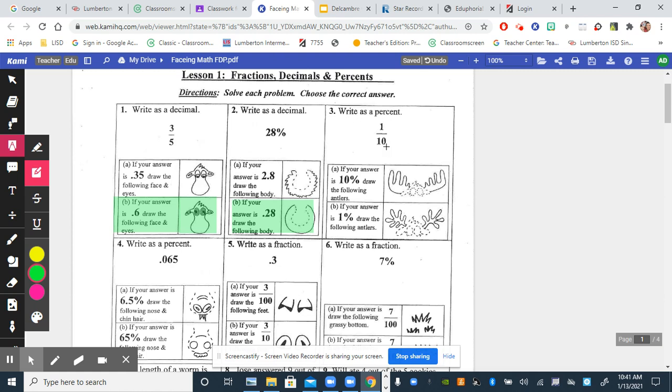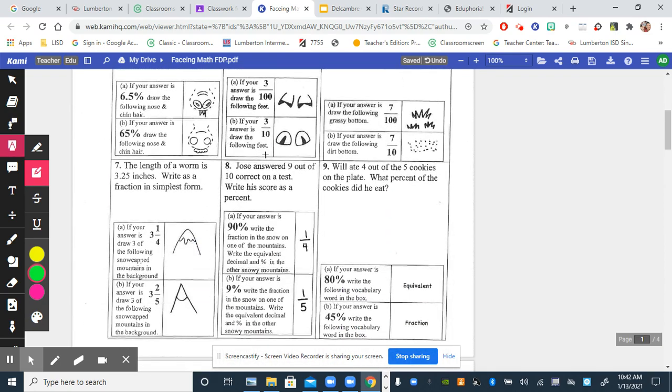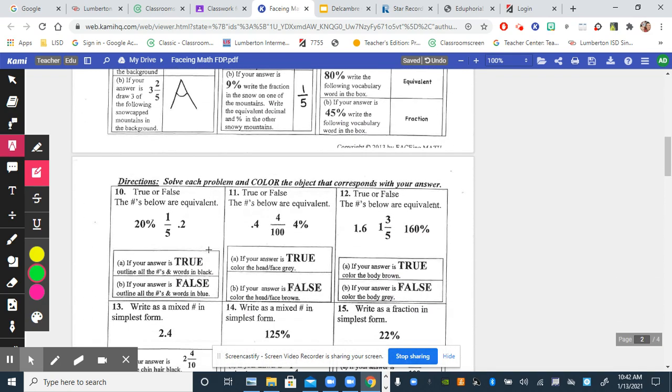Write as a percent, 1/10. 1/10 is the benchmark fraction. We've been doing this on our builder. 1/10 is 10%. So that one is true. And your antlers are going to look more like a moose than like a reindeer. So you're going to answer these questions, and I like to answer them first and then draw them.